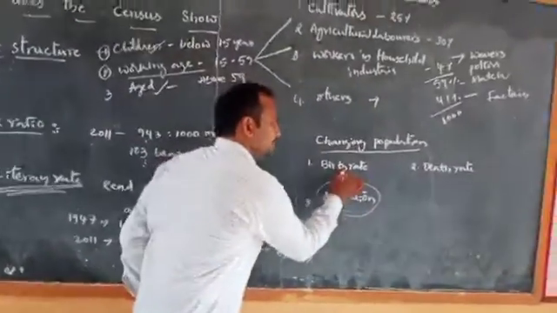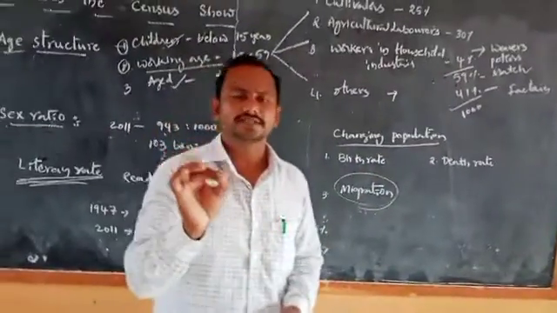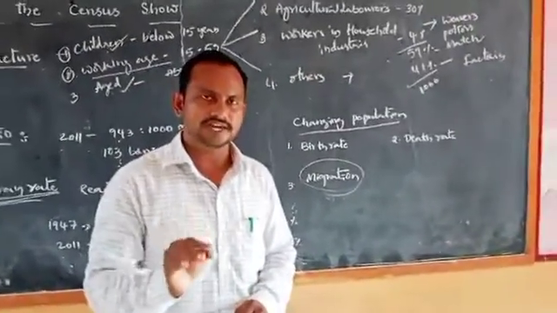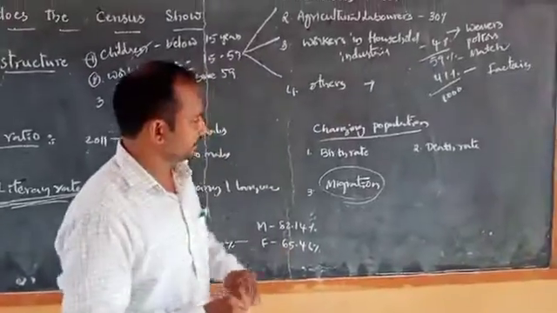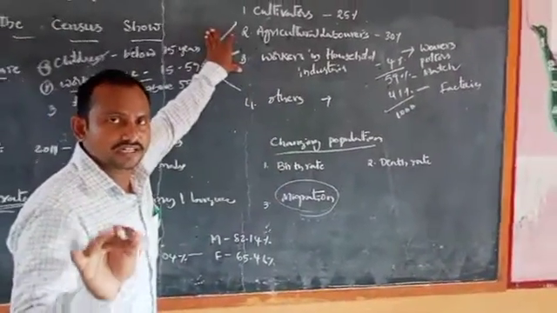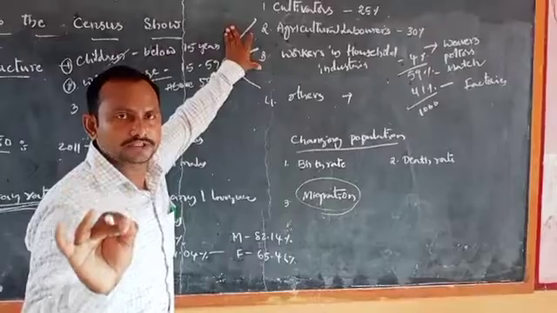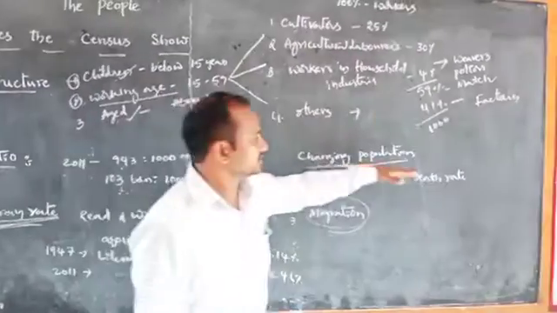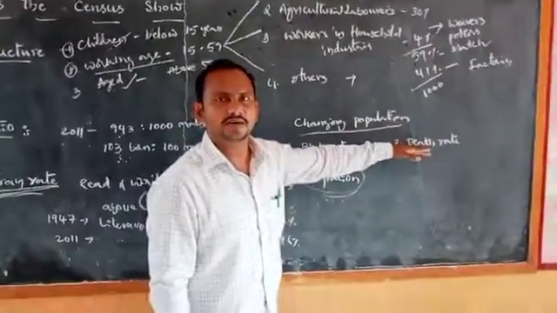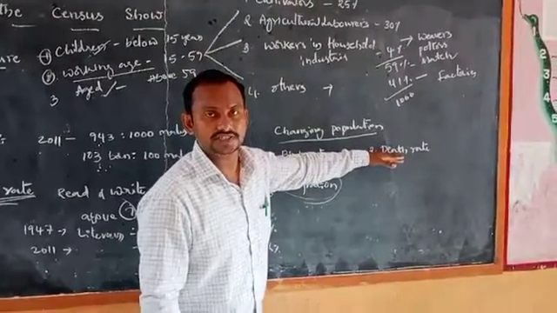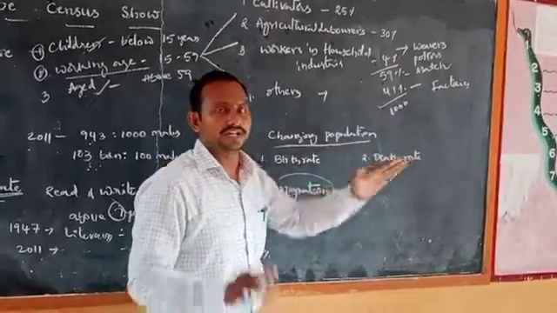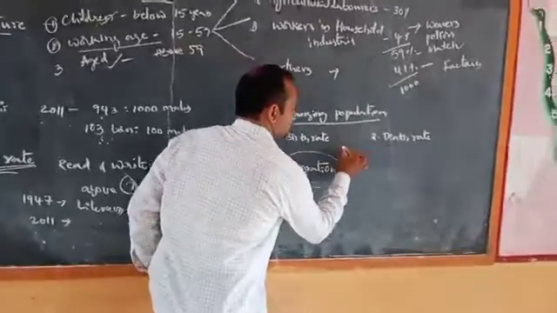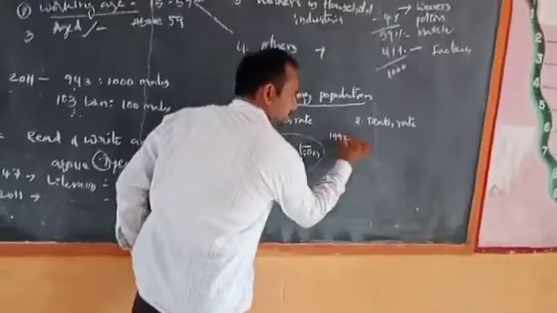Let us see here. Birth rate means the number of births that take place for every 1,000 people. Once again, I am repeating: the number of births that take place for every 1,000 people in a year is called the birth rate. As well as, the death rate means the number of deaths that take place for every 1,000 people. For example, you take the year 1992.